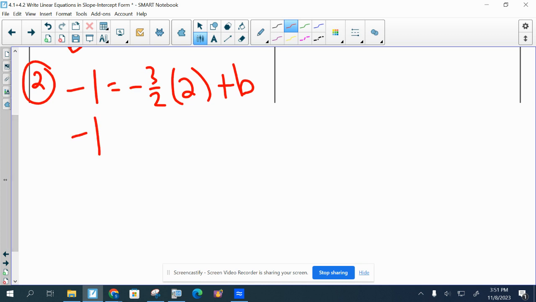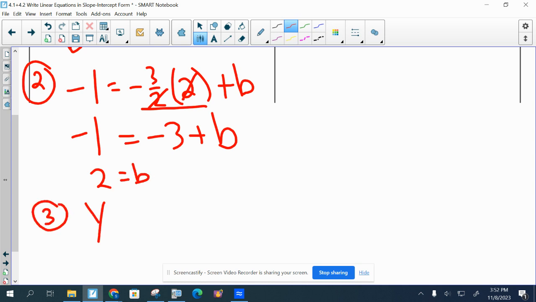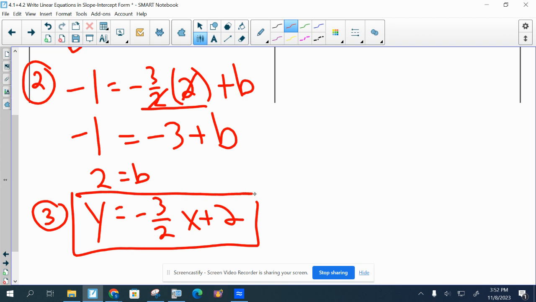So then we're going to multiply these two together. The 2's cancel out, so that gets you negative 3 plus b. Add 3 over and you get 2. Then finally, the last step is to put it into an equation. So y equals negative 3/2 x plus 2 are the numbers that we found.